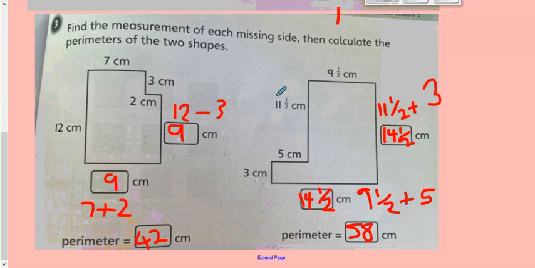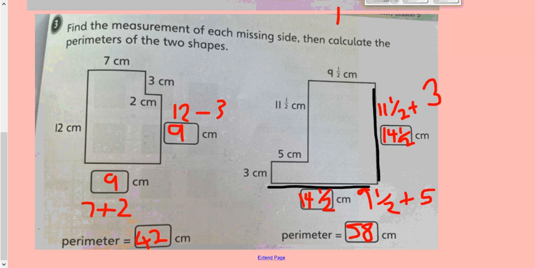This one, we do have fractions, so I'm sorry if that threw you off. It's just a bit of a challenge in there for you to see if you could work out. So for this line here, this side, you had to do 11.5 add 3, which is 14.5. And then for this side, you had to do 9.5 add 5, which is 14.5. And then if you add that all up, it's 58. So it's quite a big number, but you should have got 58. Again, sorry if I've worked it out wrong.